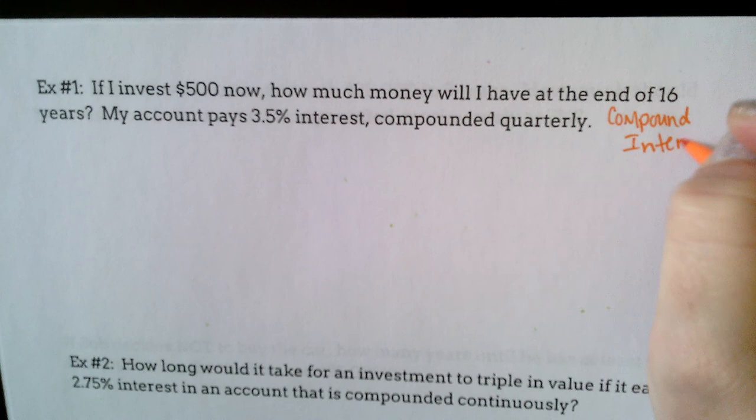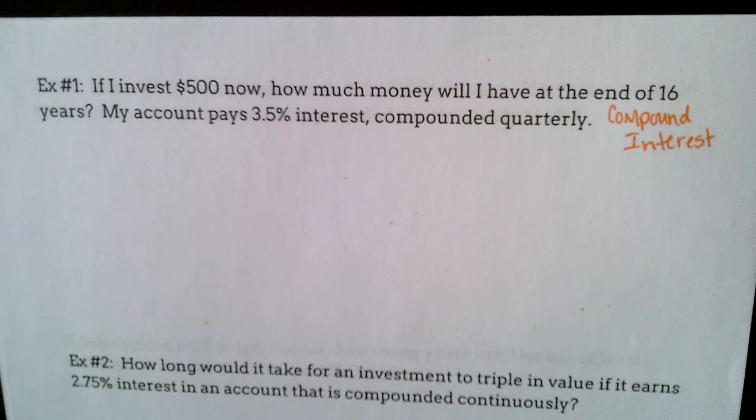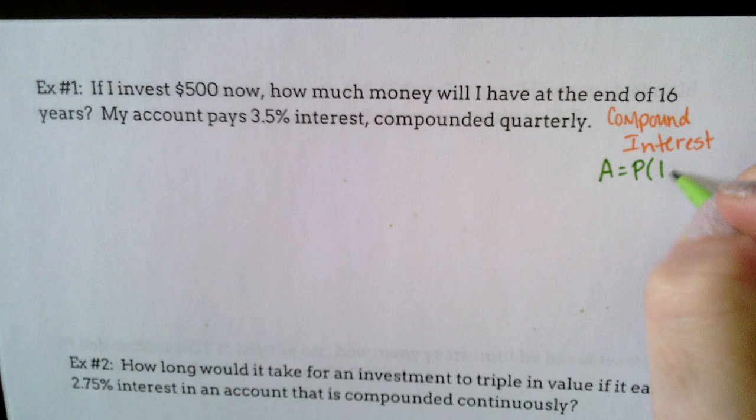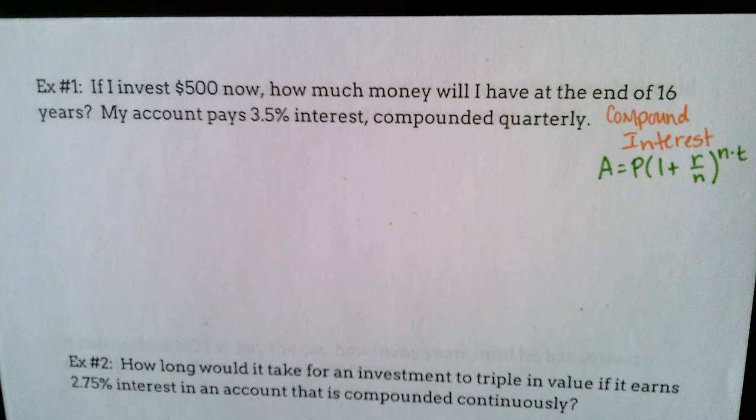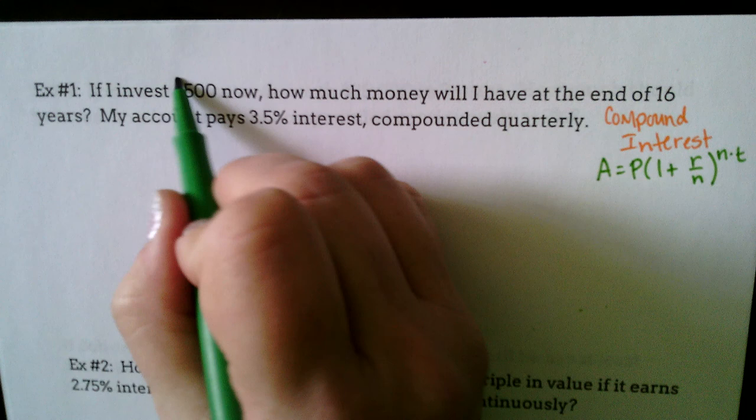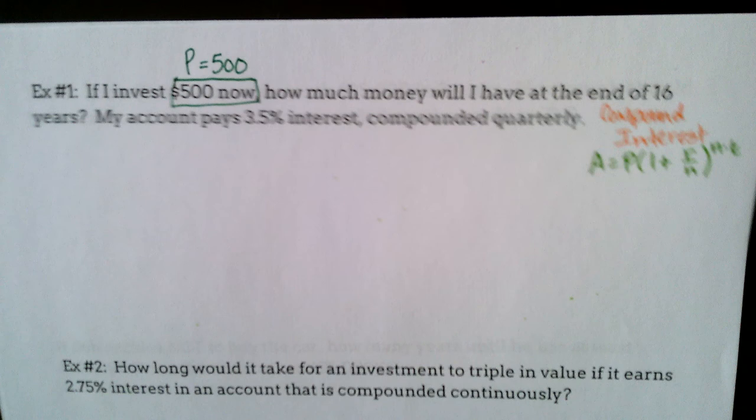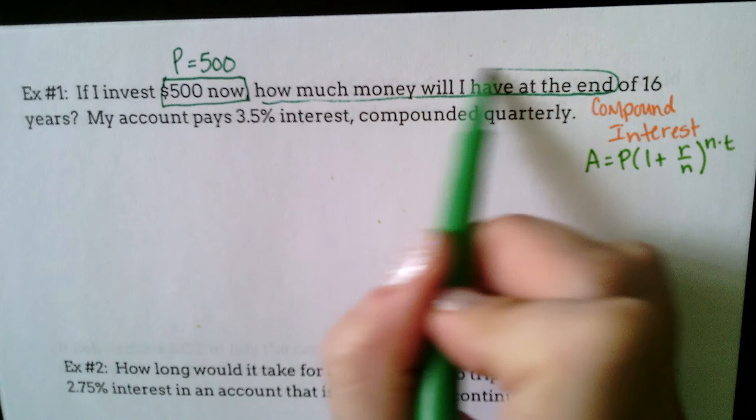That formula was A equals P times 1 plus R divided by N raised to the N times T power. So to figure out what we know in here, I'm investing $500 now. So the $500 now is my principal. P equals 500. How much money will I have at the end? That is A. So A is the thing we don't know.